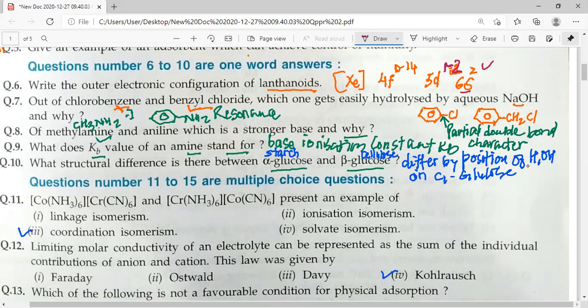Out of chlorobenzene and benzyl chloride, which one gets easily hydrolyzed by aqueous NaOH and why? The answer is benzyl chloride can easily get hydrolyzed by aqueous NaOH, but chlorobenzene cannot be. And the reason is, in the chlorobenzene, there is a partial double bond character between the chlorine and benzene ring. But here the bond CH2Cl is completely single bond, and even the bond between chlorine and C is also single bond. Let me explain a little bit more, my dear students, so that you can understand it better.